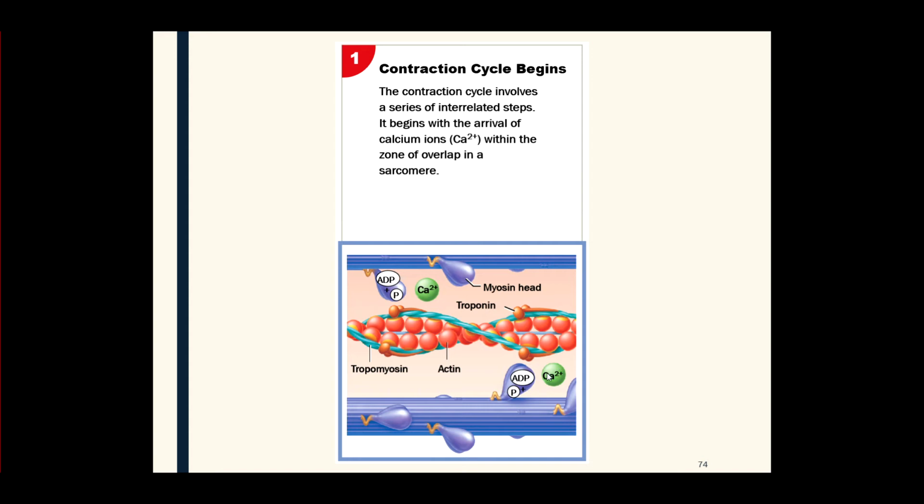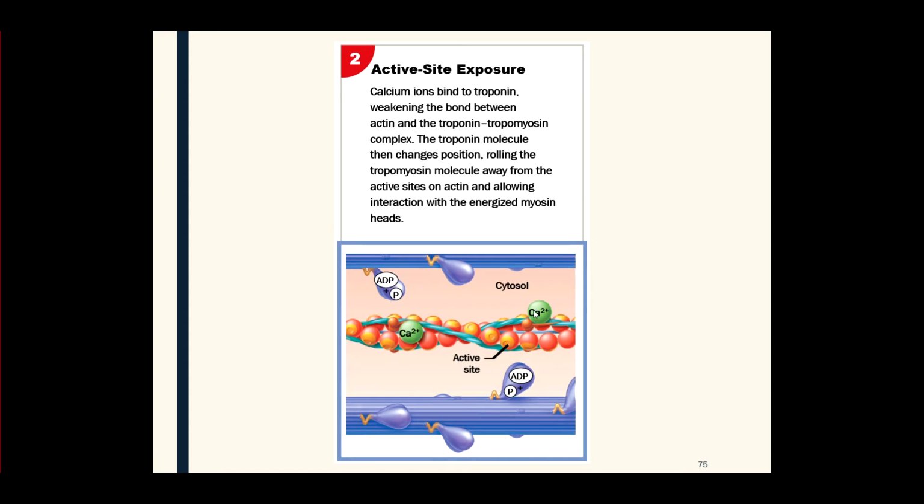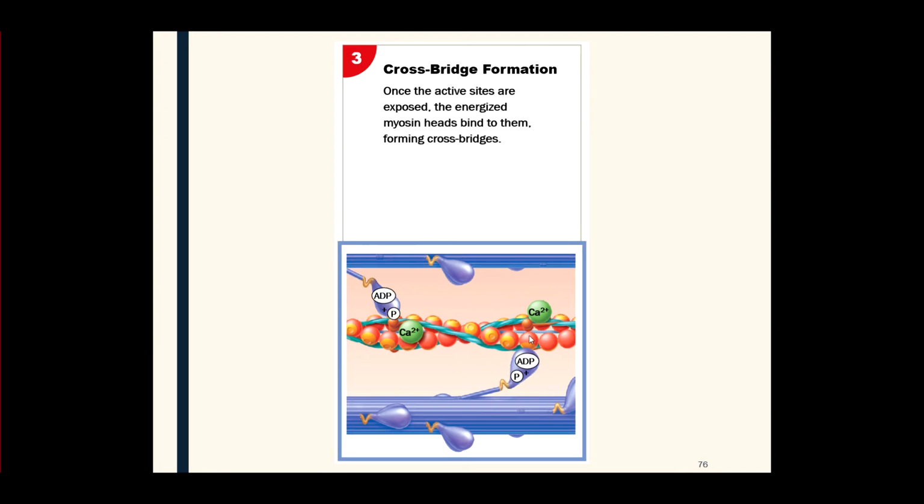Now we see calcium present. Right? Once calcium comes in, it's going to bind to the troponin. Troponin changes its shape, pulls the tropomyosin away, exposing the active sites. Once the active sites are exposed, this is going to jump up, forming a cross bridge. Right? So that's our next step right here. We have the cross bridge.